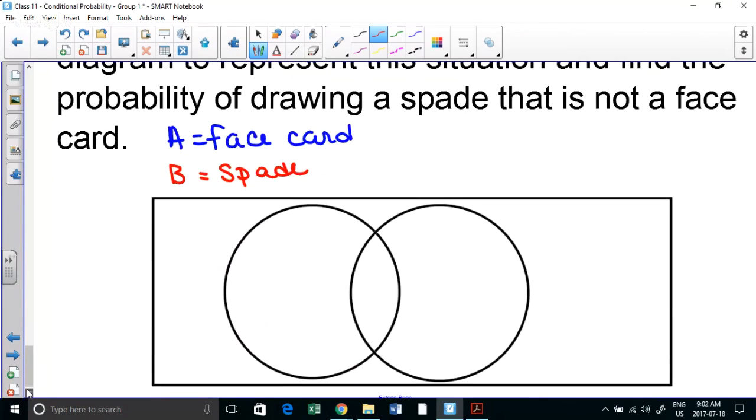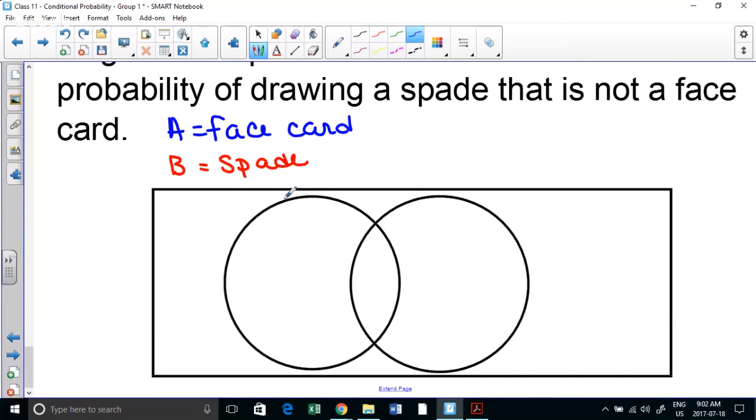So this gets a little trickier because you can't just plug it in, you have to think. How many face cards are there? Well, I've got 4 jacks, 4 queens, and 4 kings. So that means there are 12 face cards.